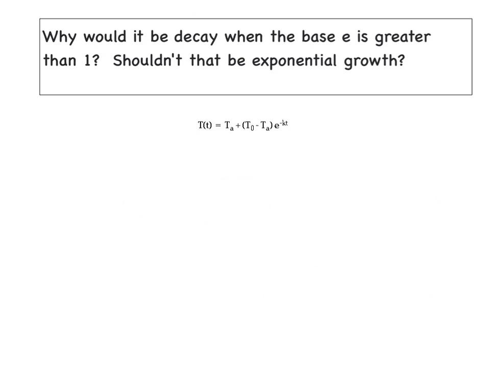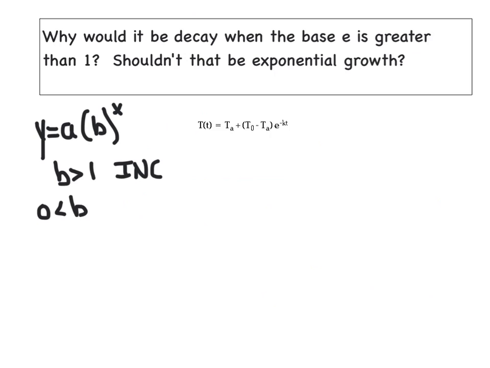Here's another thought-provoking question. They said, well, why would it be decay when the base of E is greater than 1? Do you remember we used to say, this was our generic form that we initially started with, and we said as long as B is greater than 1, the function's going to increase or grow, and if 0 is less than B, which is less than 1, then the function's going to decrease or decay. Okay, so this seems to contradict what we have here, because over here, my base is E, and we know that E is approximately 2.718, yada, yada, yada.